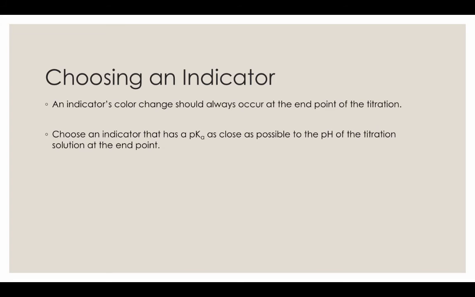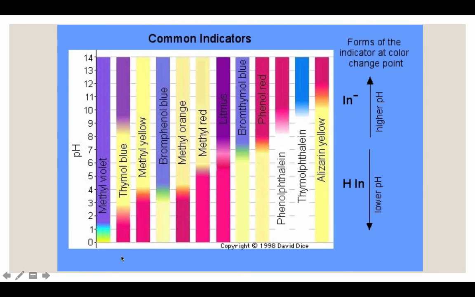Therefore, when choosing an indicator, you want to choose an indicator that has a pKa as close as possible to the pH of the titration solution at its endpoint. This ensures that the color change of the indicator will coincide with the endpoint of the titration. Here's a list of common indicators. Notice the color change range is equivalent to the pKa of the indicator in each case.